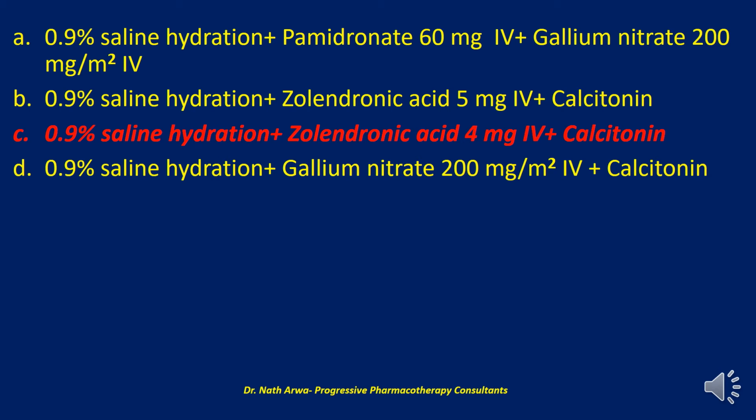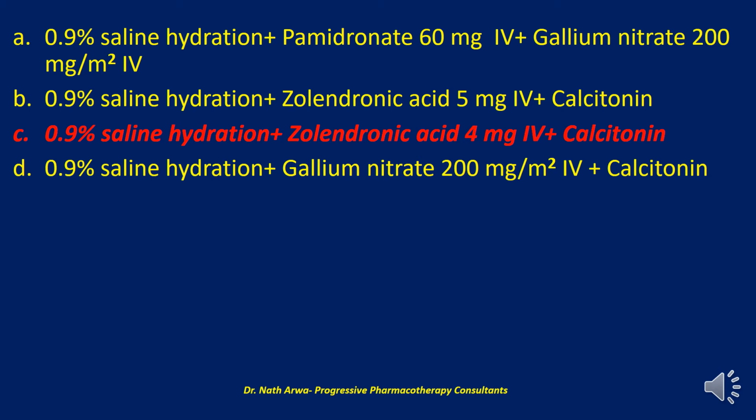Now, zoledronic 5 milligrams, not 4 but 5 milligrams IV, is not FDA approved for this particular patient's condition. It's for osteoporosis, remember, for the treatment of osteoporosis, so don't use 5. I would not settle for 5. That was a trick to make you pick the wrong answer.